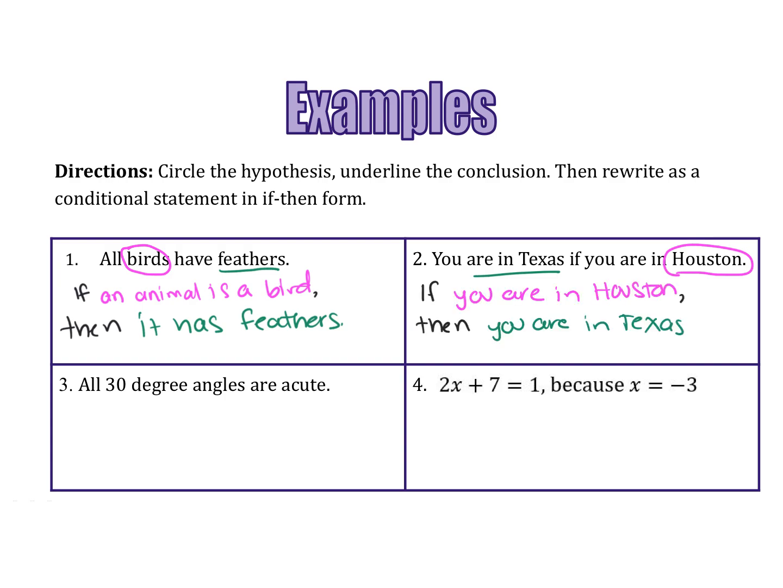Okay, I'm going to have you go ahead and pause the video and try 3 and 4 on your own. Circle the hypothesis, underline the conclusion, and then write it as an if-then statement. Then unpause the video and see how you did. Okay, for number 3, we're talking about if an angle is 30 degrees, then it is acute. And for number 4, if 2x plus 7 equals 1, then x is equal to -3.